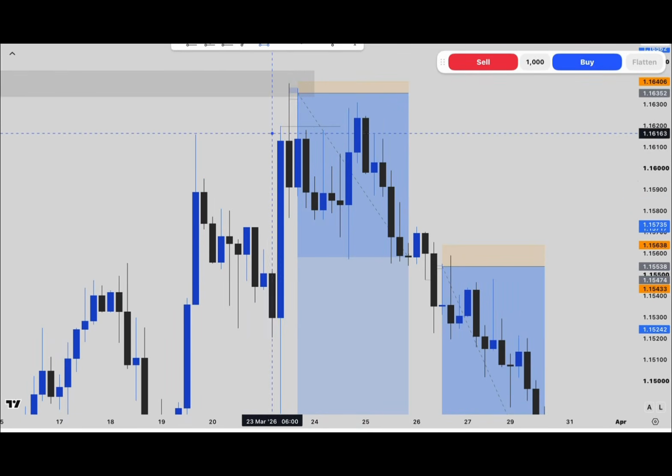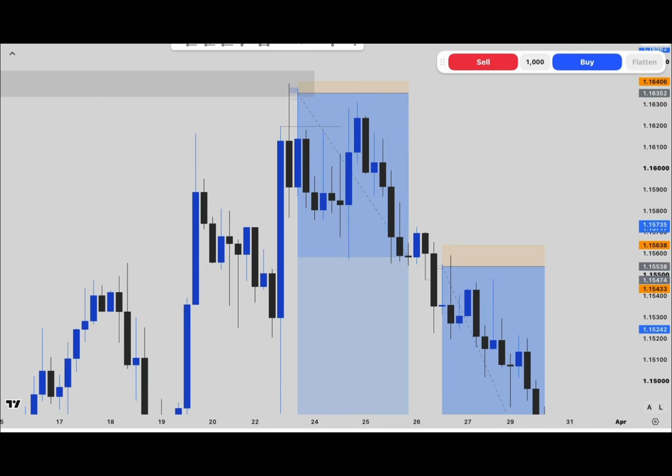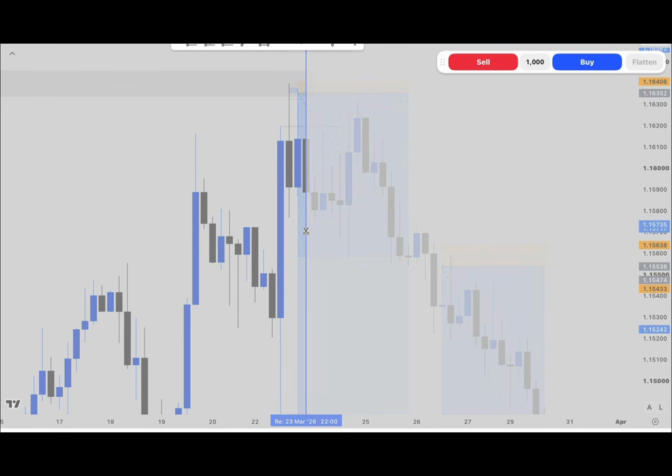Immediately price closed like this. What did I do? I now know that a CRT formation has been formed. All I have to do is get my entry. Now for my entry, I simply looked for my structure, liquidity, and what are my points of interest.